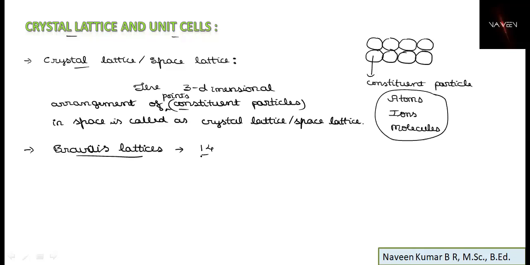This will help us classify the crystal systems as 7 different crystal systems, which we'll learn later. With the variants, it forms 14 different types of Bravais lattices. So 14 possible Bravais lattices, with the 7 crystal systems, we'll learn in later classes.